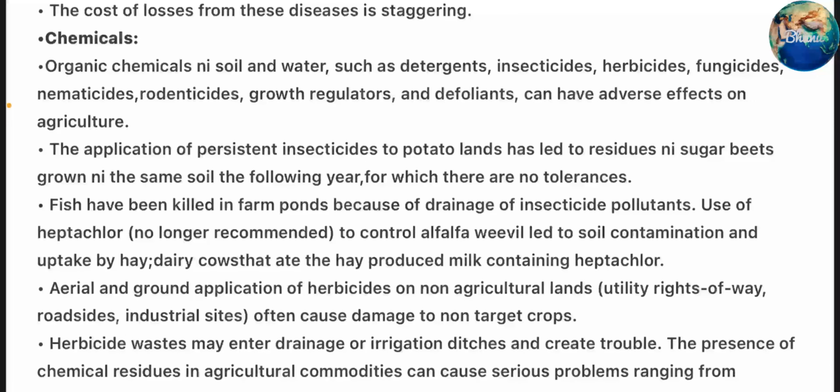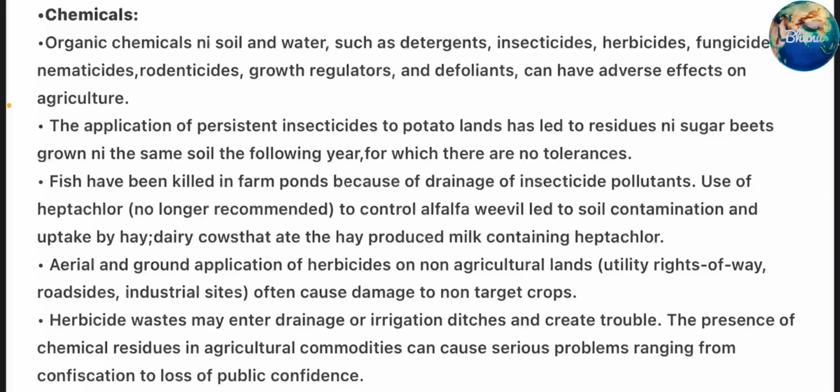Next, chemicals. Organic chemicals in soil and water such as detergents, insecticides, herbicides, fungicides, nematicides, rodenticides, growth regulators, and defoliants can have adverse effects on agriculture. The application of persistent insecticides to potato lands has led to residues in sugar beets grown in the same soil the following year, for which there is no tolerance. Fish have been killed in farm ponds because of drainage of insecticide pollutants.